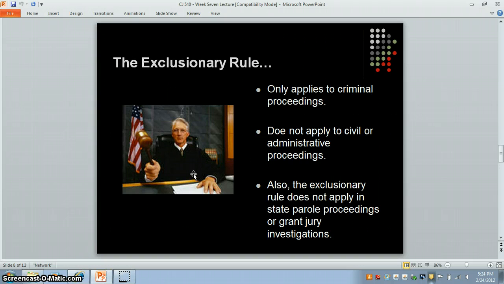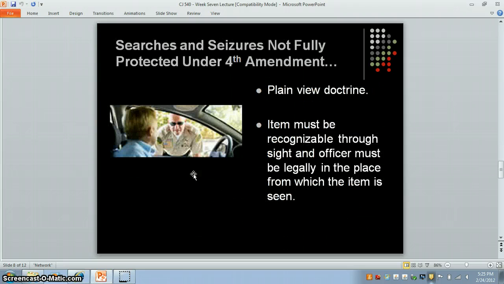The exclusionary rule also does not apply in state parole proceedings, at grand jury investigations, and some lower courts have even permitted the trial judge to consider illegally obtained evidence during the sentencing phase of a trial after the defendant has been convicted. It is also important to note that there are searches and seizures which are not fully protected by the Fourth Amendment. For example, if an item is in plain view of an officer, it can typically be seized without a search warrant so long as the item was recognizable as subject to seizure.